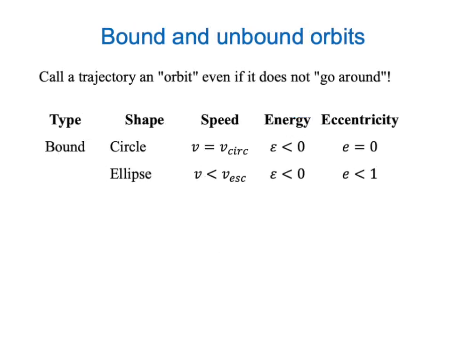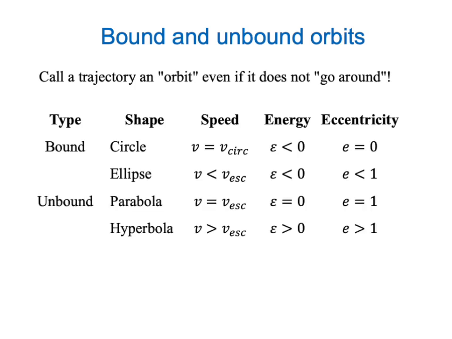And that's exactly the way it works out. We're going to call a trajectory an orbit, even if it doesn't go around the planet, even if it's just a bent flyby trajectory. And let's make a table. We have two types of bound orbits. There's a circle, where your speed is exactly the circular orbit speed. Your energy, of course, is less than 0 because it's a bound orbit, and the eccentricity is 0. More generally, you have an ellipse, where your speed is less than the escape speed, so that your energy is still negative, but the eccentricity can be anything less than 1.